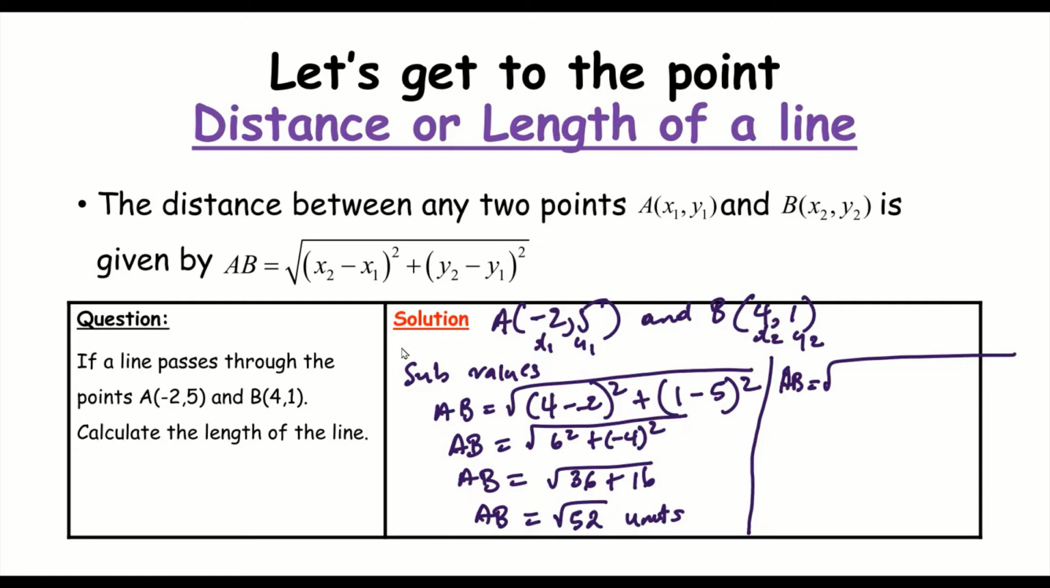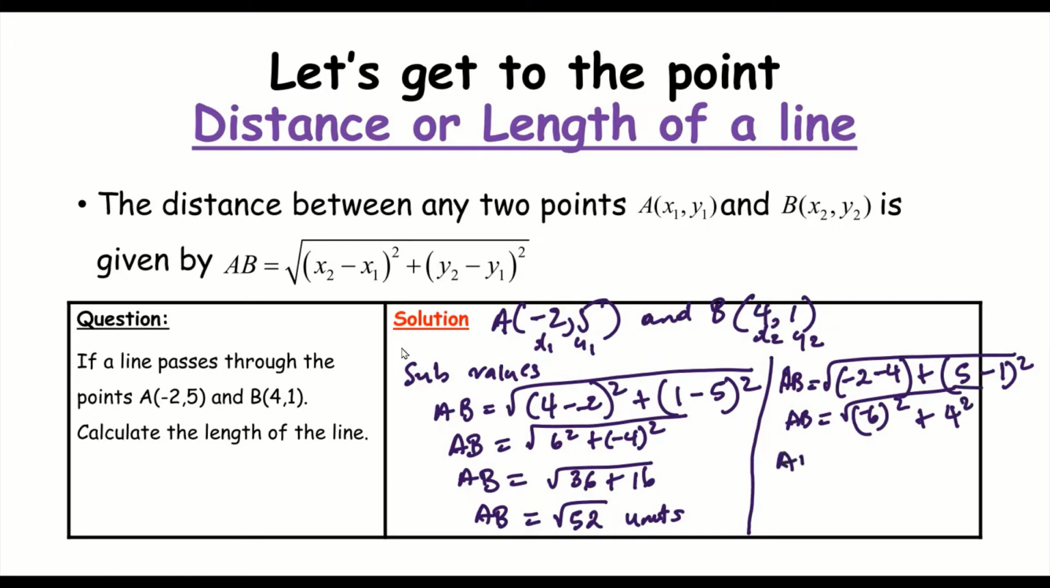So the square root of x1, which would be negative 2, minus 4, plus y1, which will be 5 minus 1, all squared. So we have AB is equal to the square root of negative 2 minus 4 gives us negative 6, all squared, plus 5 minus 1 is 4, all squared.